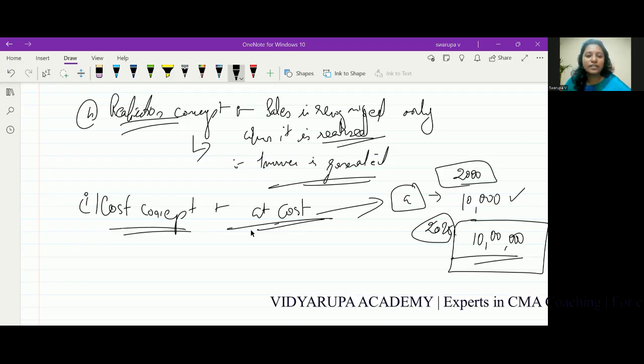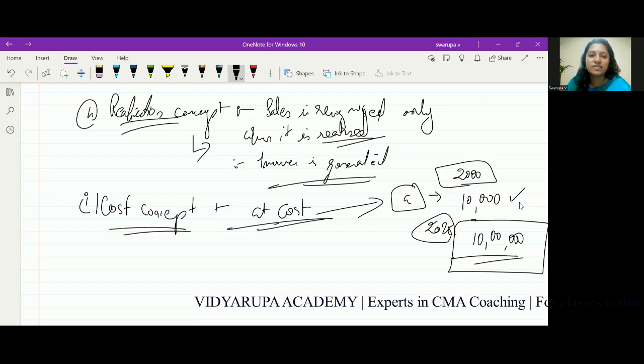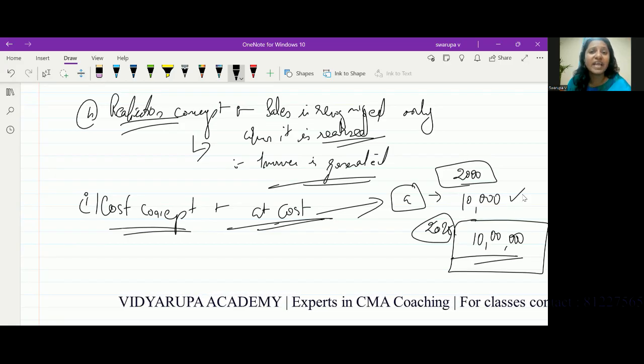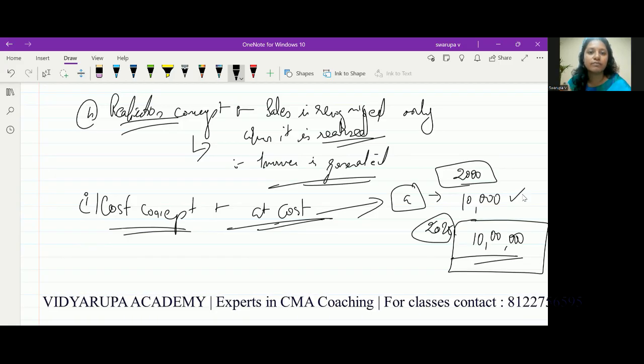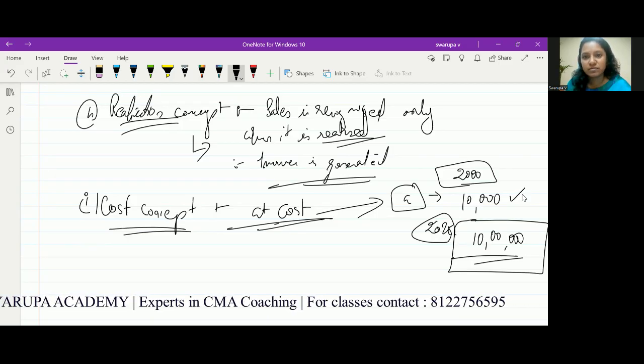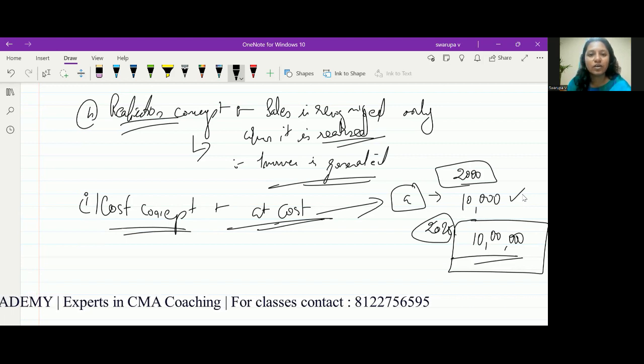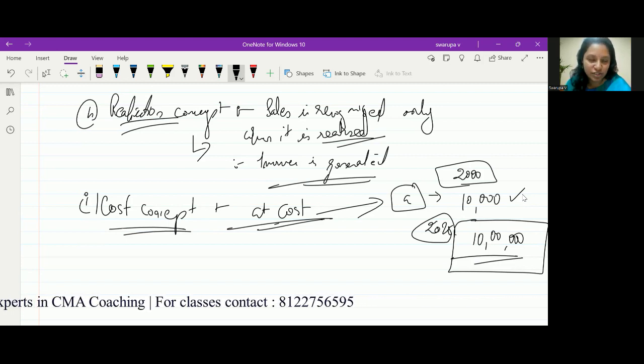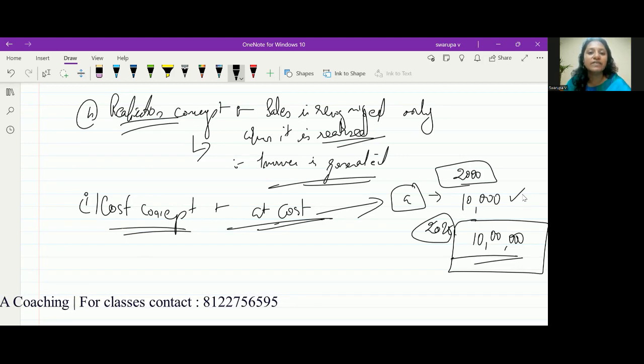Okay, so with this, we are finishing all the concepts or the principles of accounting. Every organization should mandatorily follow these concepts. Okay, it is a mandatory concept that has to be followed by all organizations. Next, we will see conventions, accounting conventions.